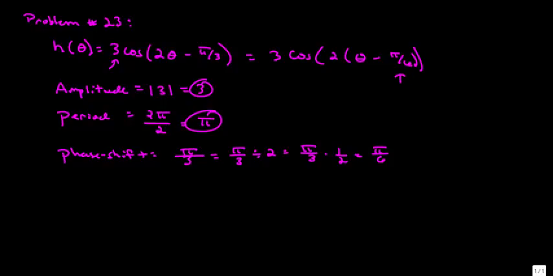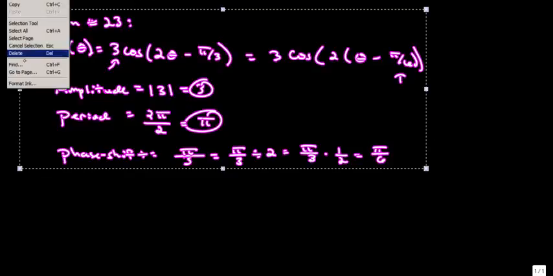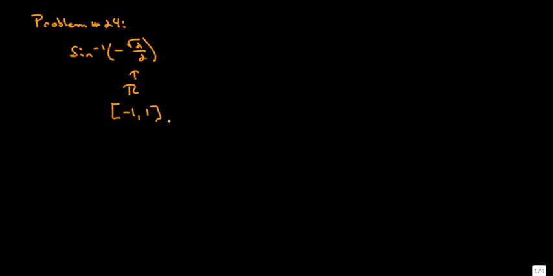Okay, let's take a look at problem 24. We need to figure out what is the arc sine of negative square root of 2 over 2. Okay, so here's the deal. There are an infinite amount of angles. The input here is a real number, square root of 2 over 2. In fact, it's a real number between negative 1 and 1. The output is going to be an angle.